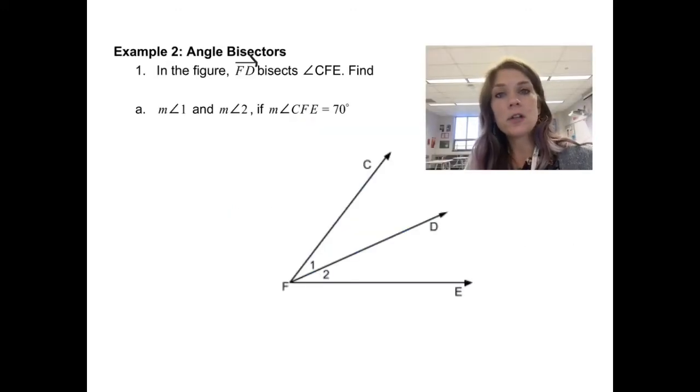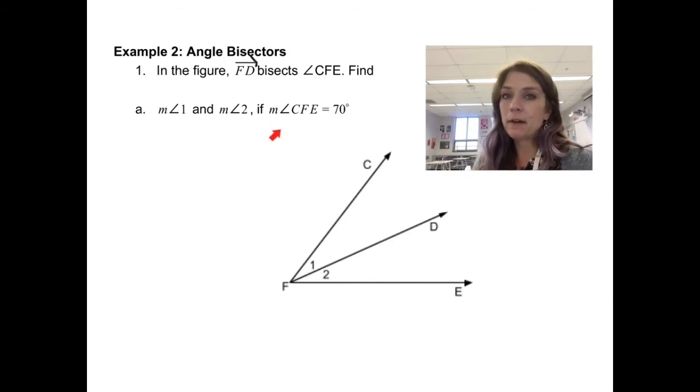So in this problem, I want you to pay attention to the wording. It says in the figure, ray FD bisects angle CFE. And then we're going to find some different things based on some other given information. But it's very important that you realize it says in the figure, like you're given in this case that ray FD bisects. So FD is here, that's bisecting. That means that this angle 1 is congruent to this angle 2.